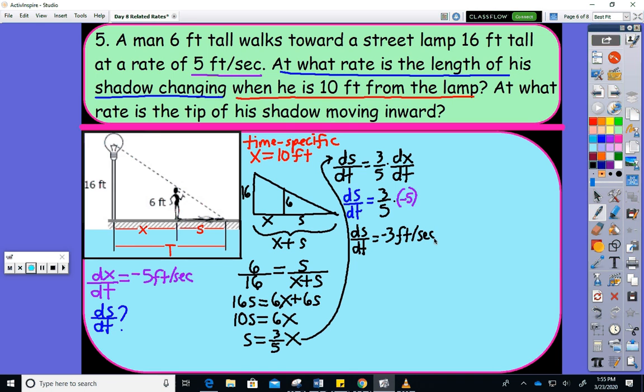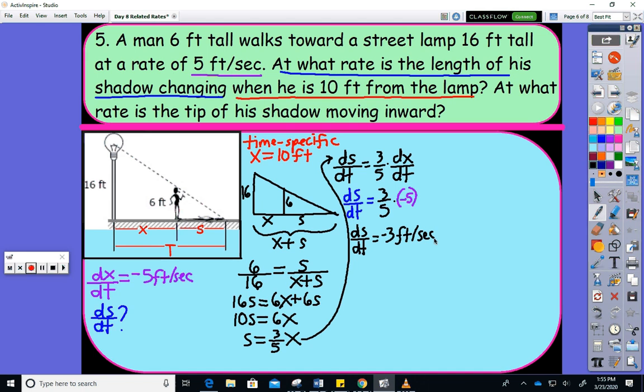So that tells me that as the guy walks toward the street lamp, his shadow must be decreasing in length at a rate of 3 feet per second. And notice that my time-specific 10 feet from the lamp, it didn't matter. There was no place to ever plug it in. So that's kind of interesting.